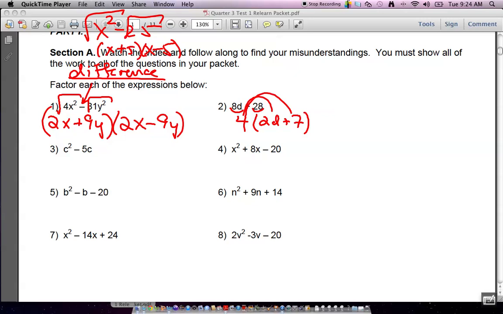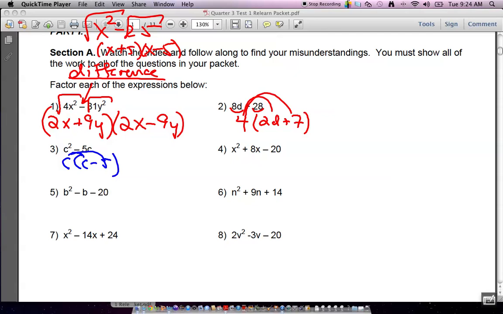Okay, number 3. Again, what do we do before we cross the road? We always look both ways. So I look here and I say, what do they share in common? Well, obviously they share a C. So it's C minus 5. And if I distribute back, C times C is C squared. C times negative 5 is negative 5C. Okay, now we go to number 4.